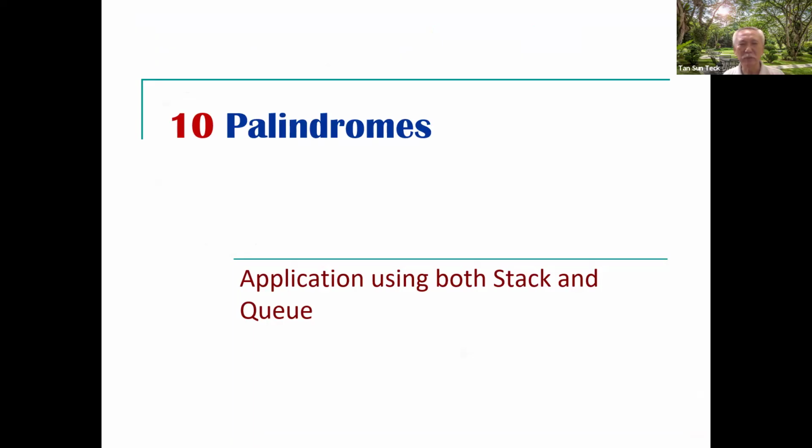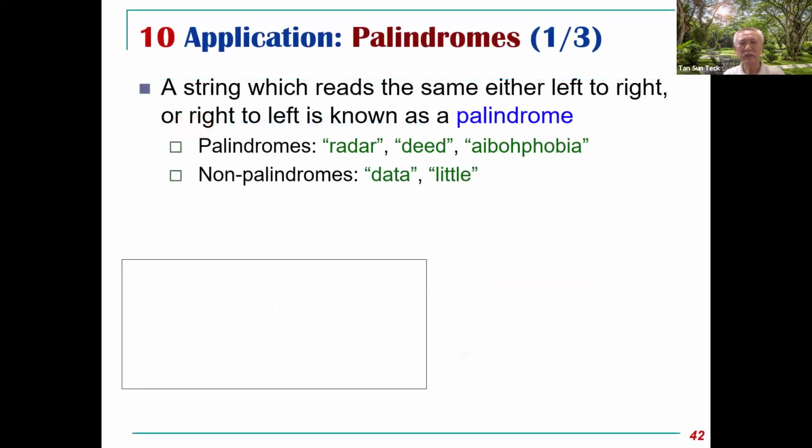the palindrome problem. The idea is a string is called a palindrome if you read the same way either from the left or from the right. Some of the well-known palindromes are, for example, radar, did, and so on. You read both ways, they are the same. Non-palindrome, data is not, liter is not.